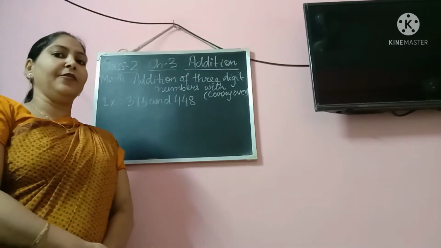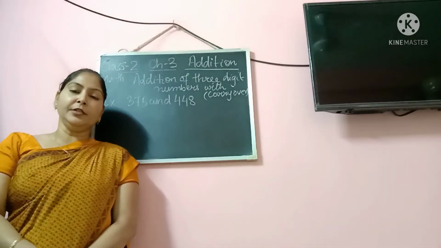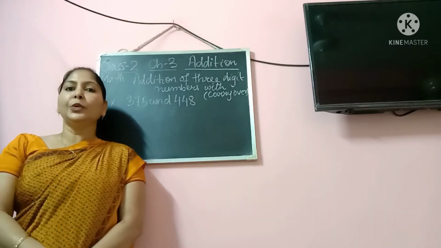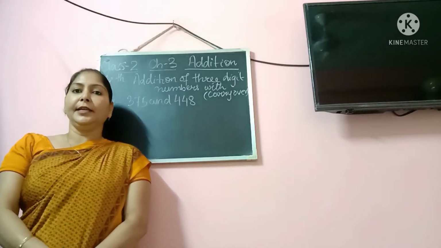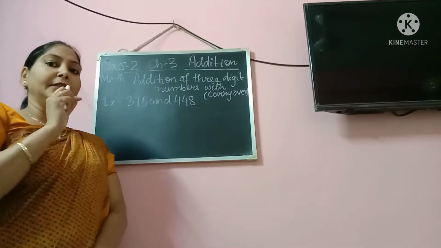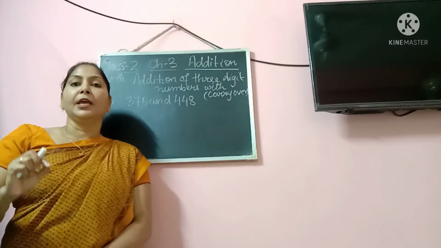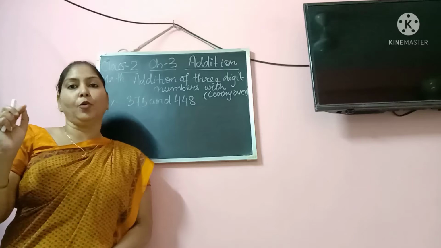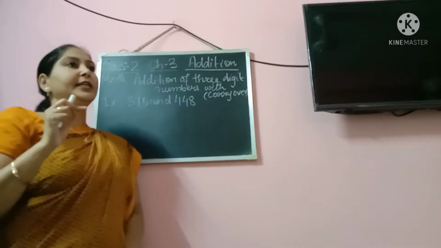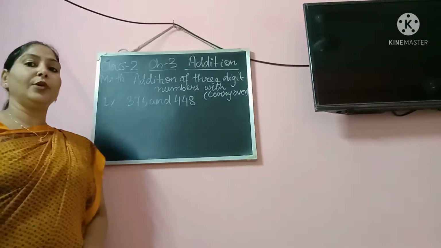Today again we are continuing with the same chapter, chapter number 3, addition. In the previous class we learned how to do addition of two-digit numbers in columns, and also three two-digit numbers arranged in columns, with carrying over sums. So today we are here again with the topic addition of three-digit numbers with carrying over.